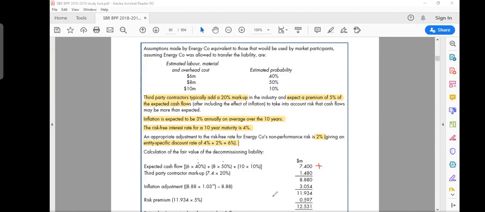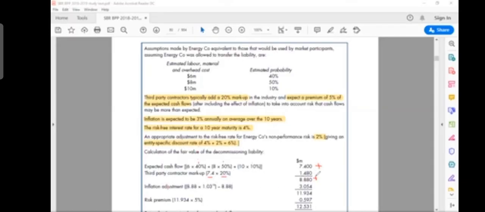Then there is a third party markup. The 7.4 million multiplied by 20%, which is this, and you come out to be 8.8 million. Then you have to make inflation adjustment. This is in terms of today. Okay. It's 3% for 10 years.